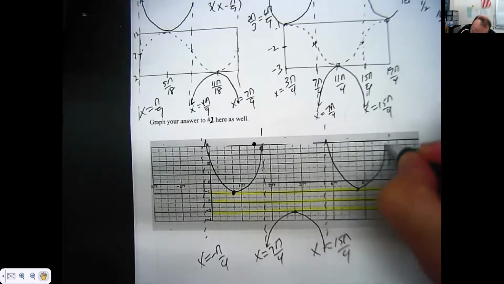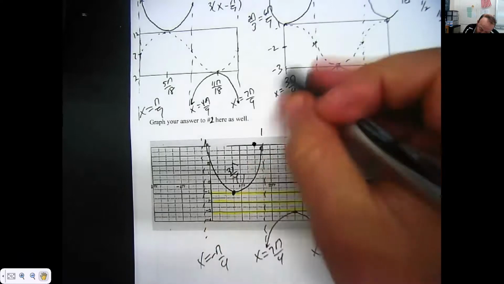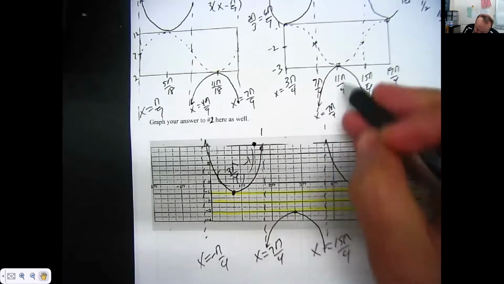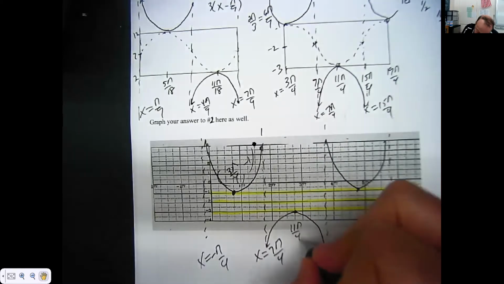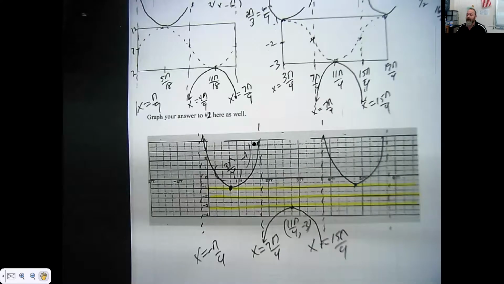So we end up with these values at 3 pi over 4. We were sitting up here at -1. At 11 pi over 4, we had that minimal value down here at -3. And that kind of gives you a little bit of feel for what it really should look like.